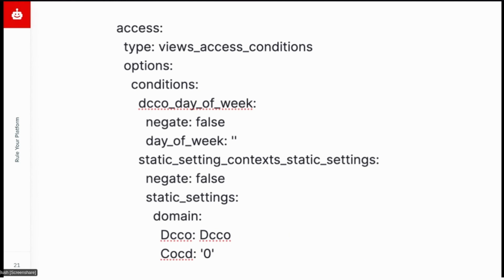This is an example of how that would be exported. In this case, I've got a second one up here, DCCO day of week. That's an example I'm going to show in a minute, but it's just a very basic condition. We have static setting, context, static settings, brilliantly named. And the setting, so this will appear only on DCCO and not on COCD.